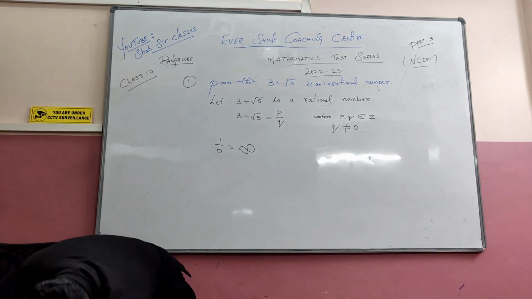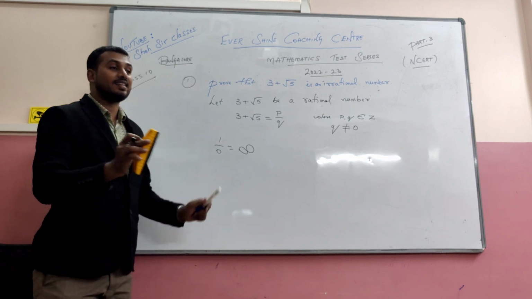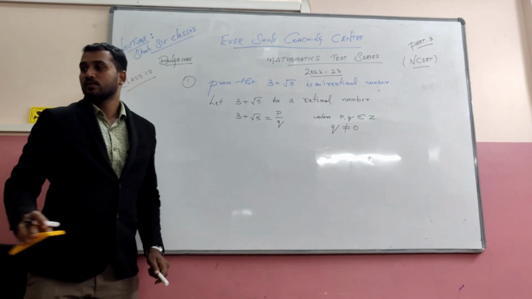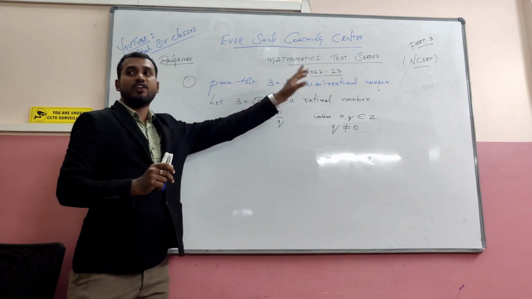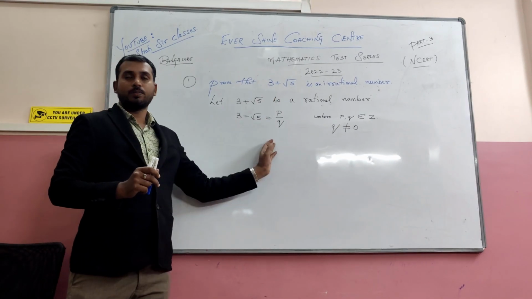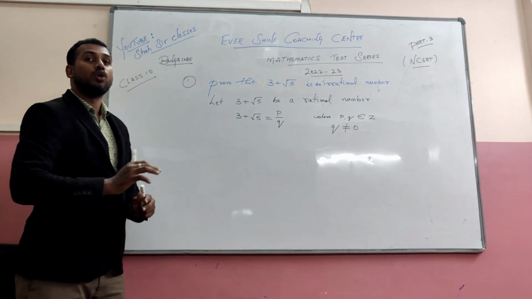If Q value is equal to 0, then the value is not existent. Any doubts? Understood? Steps are clear? Let 3 plus root 5 be a rational number. 3 plus root 5 is equal to P by Q, where P, Q belong to Z and Q value should not be equal to 0.